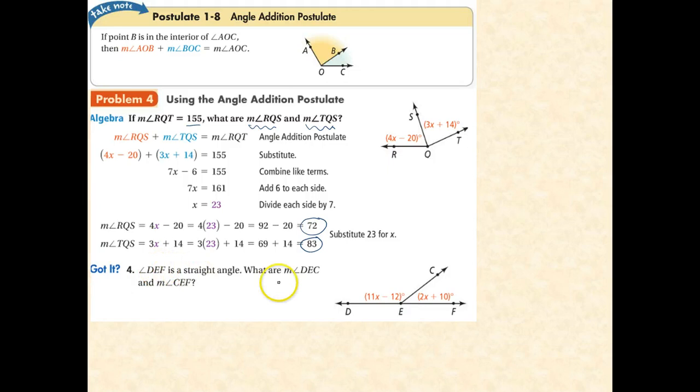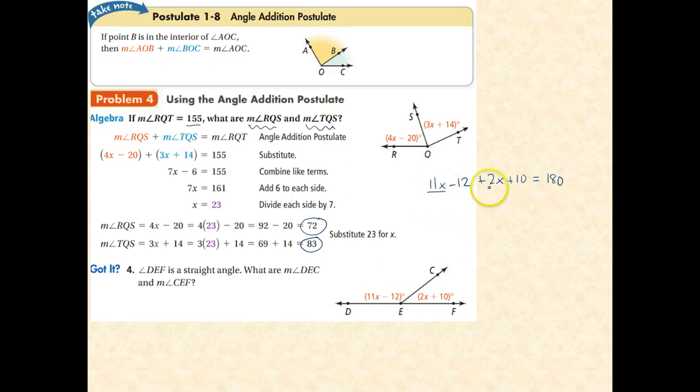Okay, DEF is a straight angle. What are the measures of DEC and CEF? Pause and see if you can get it. Alright, so a straight angle is 180 degrees. So I'm going to add these two angles together. They satisfy the angle addition postulate because the point C is in the interior of this angle. So 11x minus 12 plus 2x plus 10 equals 180.